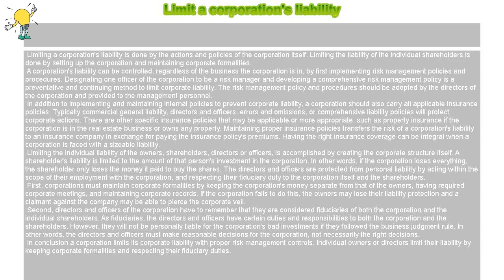Limit a corporation's liability. Limiting a corporation's liability is done by the actions and policies of the corporation itself. Limiting the liability of the individual shareholders is done by setting up the corporation and maintaining corporate formalities.